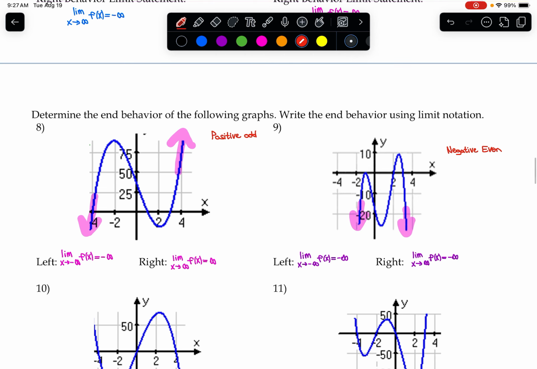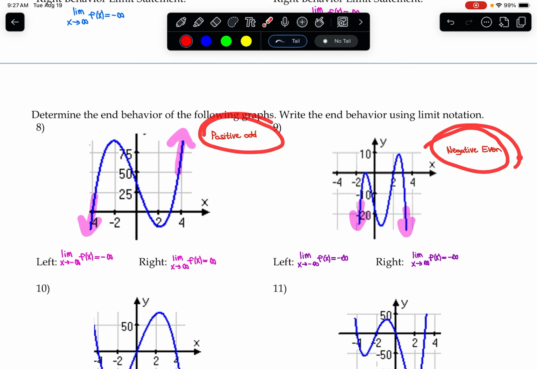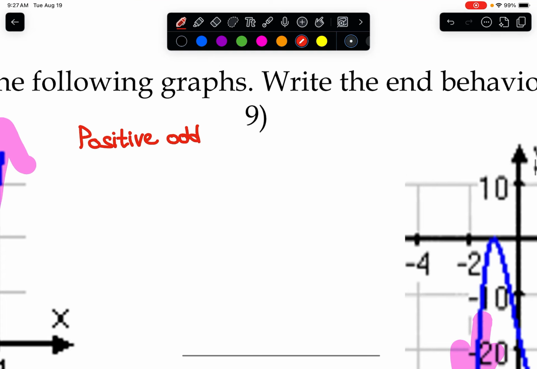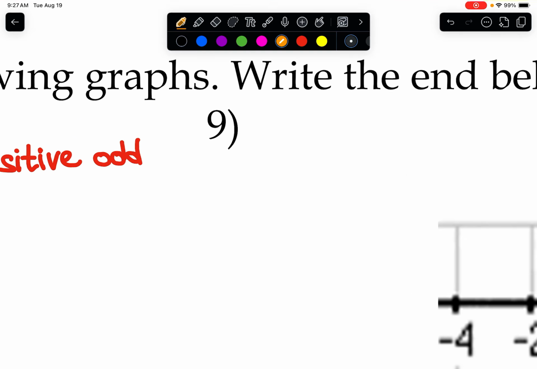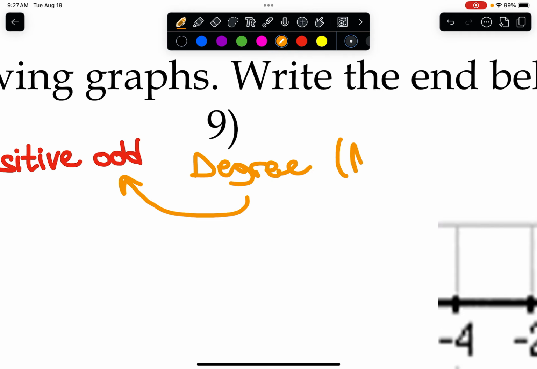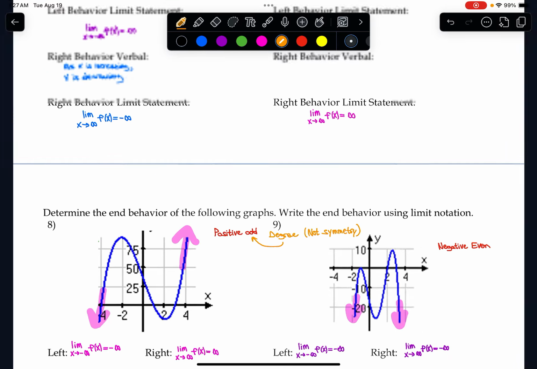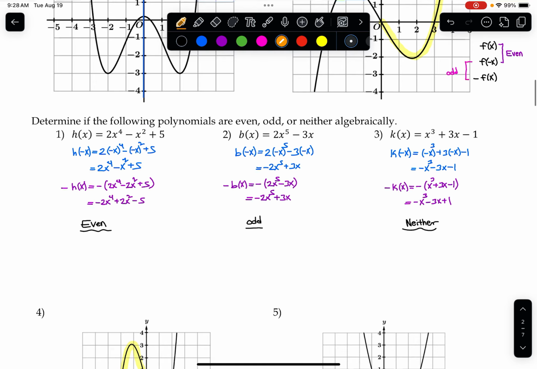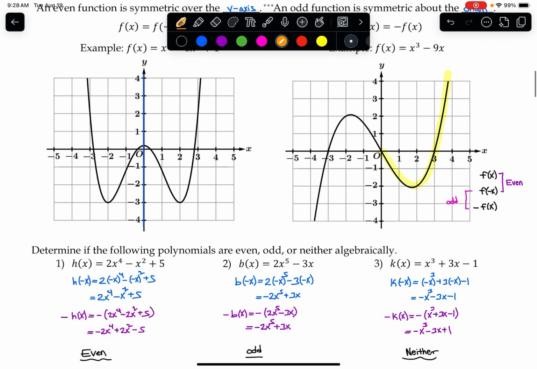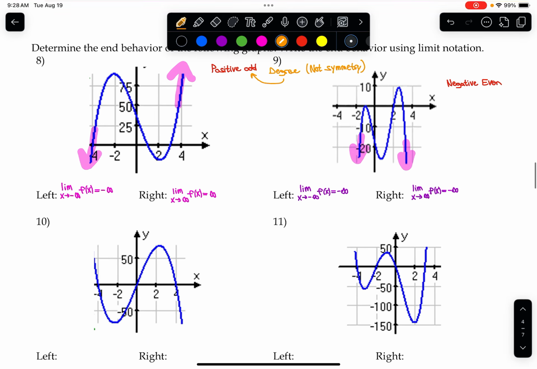So when I say positive, odd, or negative, even, the even and odd is in reference to the degree, not symmetry. So the even and odd that we talked about up here is in terms of symmetry. But down here, when we talk about even and odd, this is in terms of degree. So this is referring to the exponent of that polynomial.